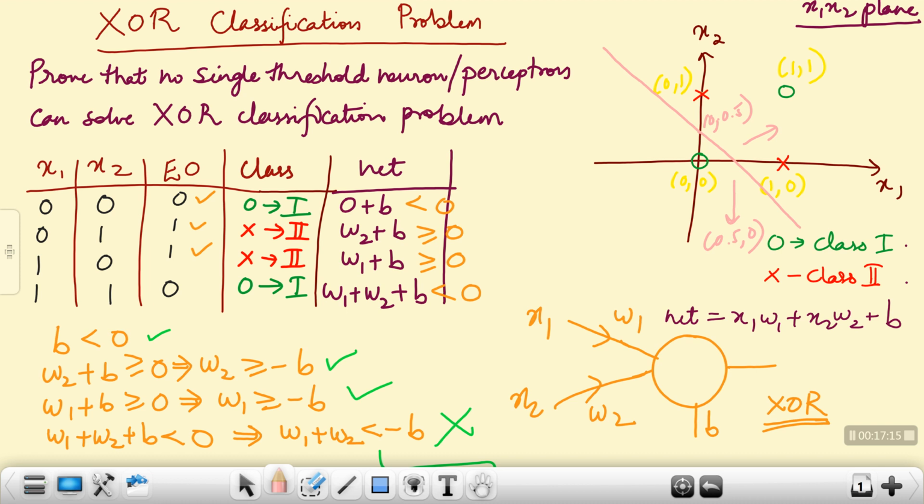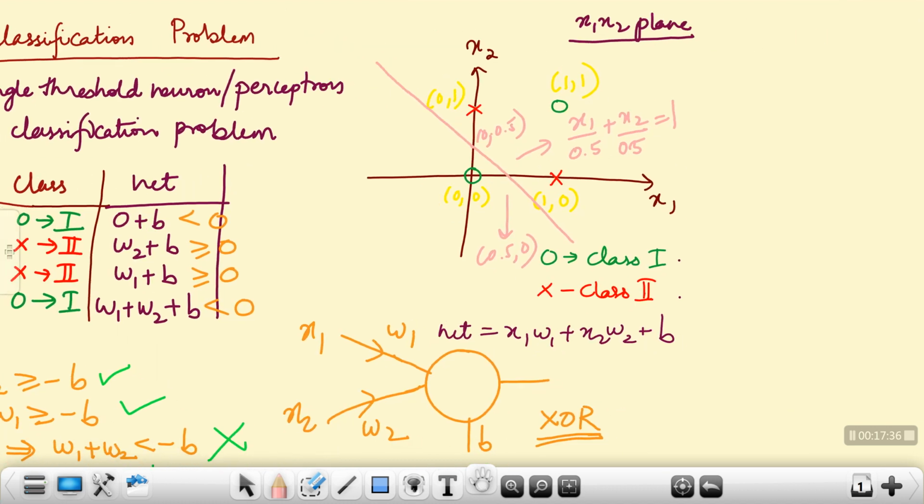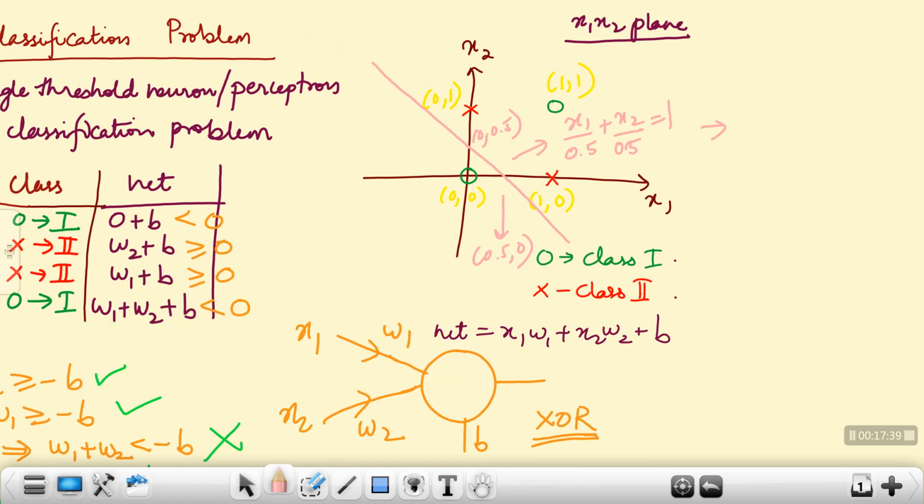So what will be the equation of this line? The equation of this line will be x1 upon 0.5 plus x2 upon 0.5 equal to 1. If I write it in this particular form and take 0.5 to the other side, I can write x1 plus x2 is equal to 0.5. So it becomes x1 plus x2 minus 0.5 is equal to 0. So this will be the equation.